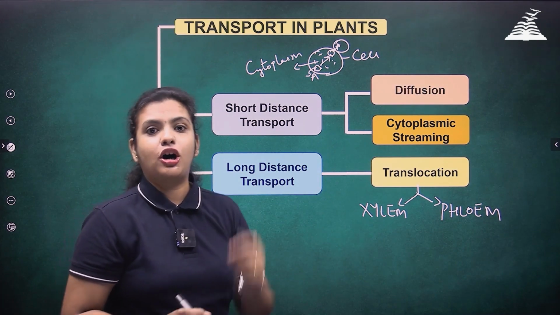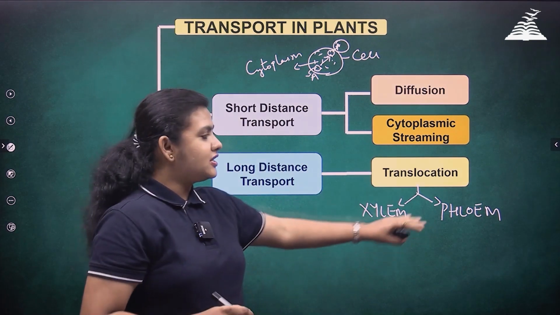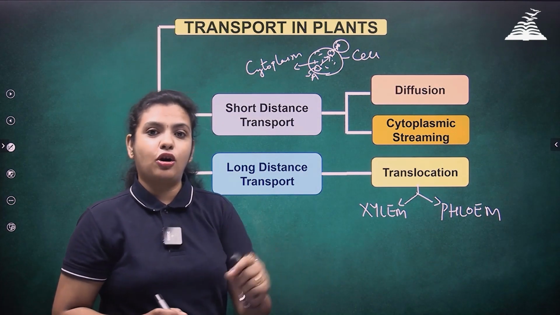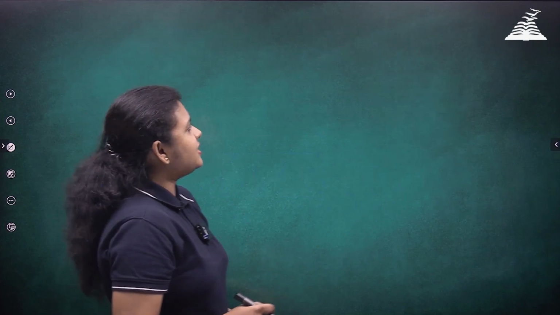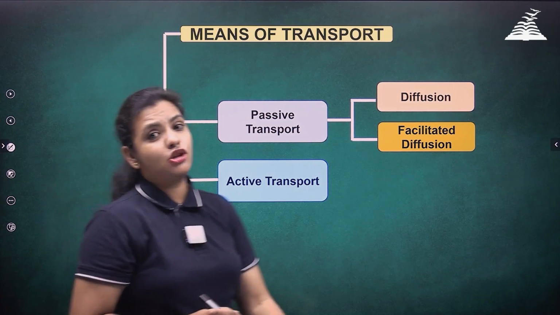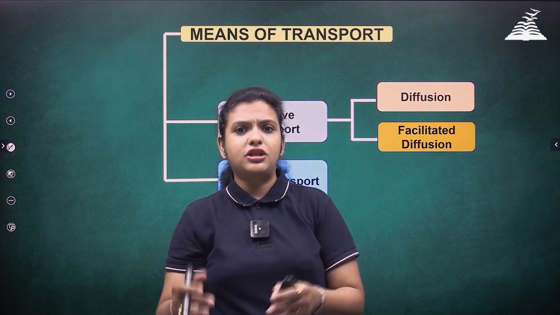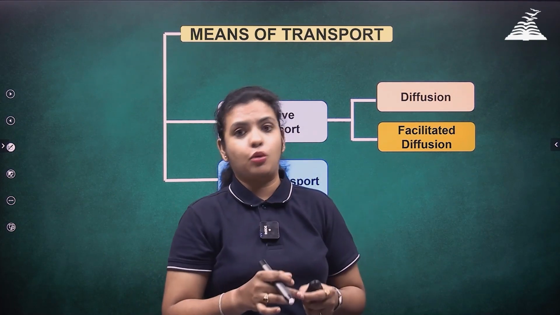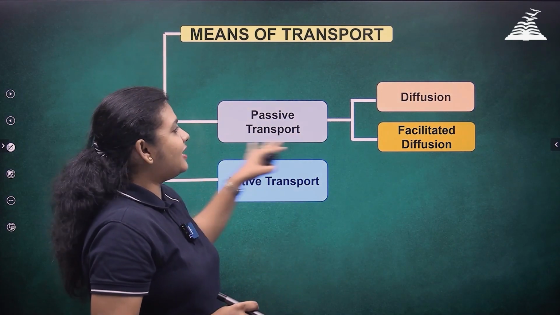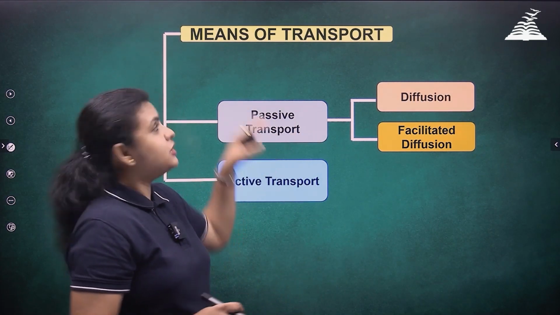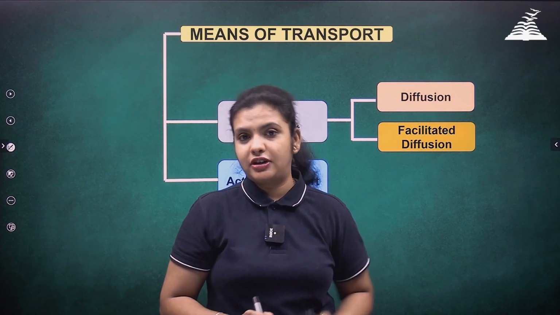And if movement of food or water is happening through vascular tissues, which are your xylem and phloem, then we will use the term translocation. Right. Now let's move into the means of transport. We spoke about diffusion, right? So diffusion is also a short distance transport, but it is a means of transport under your passive transport. Okay, so when you talk about means of transport, we can have two means of transport.